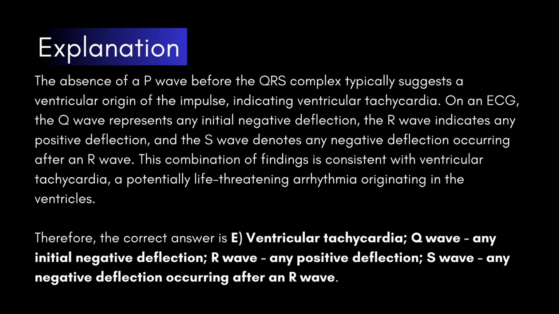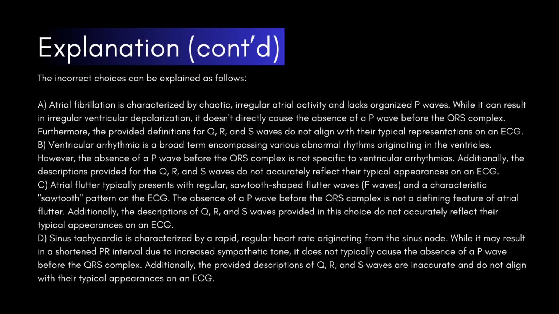Let's go ahead and see why the other answer choices are incorrect. Atrial fibrillation is characterized by chaotic, irregular atrial activity and lacks organized P waves. While it can result in irregular ventricular depolarization, it does not directly cause the absence of a P wave before the QRS complex. Furthermore, the provided definitions for Q, R, and S waves do not align with their typical representations on an ECG.